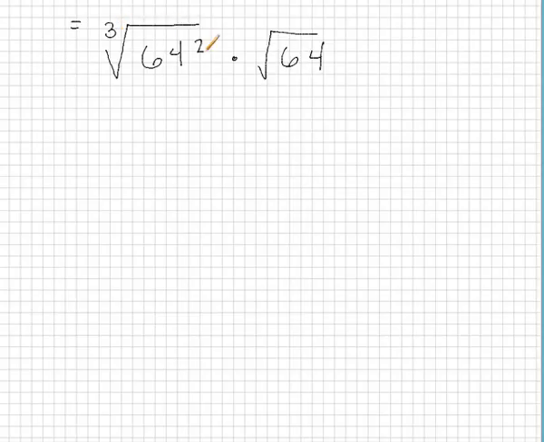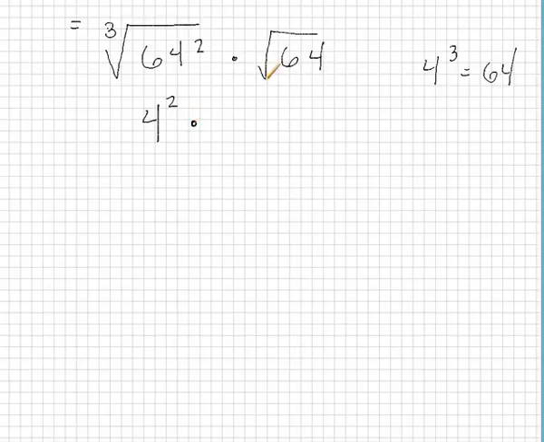When I have both a root and an exponent on a base, I can apply whichever one I want first, and ideally you want to apply whichever one gives you the smaller number. I don't know what 64 squared is. I could plug it into my calculator, but I can tell you it's going to be a big number. What I'm going to do is apply the root first. I know that the cube root of 64 is 4 because 4 cubed is equal to 64. So applying the root first, I'm going to pull out 4, and then we'll just stick the exponent on there because I haven't applied that yet.